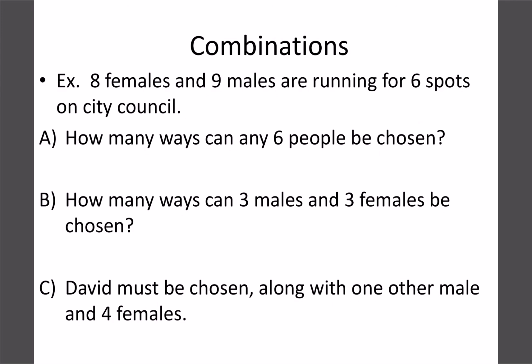Let's do a couple examples. Next one here, it says we've got 8 females and 9 males. We want to have 6 spots, and we want to pick any 6 out of the total people. So we'd have 17C6, and just type that in and you've got your answer.